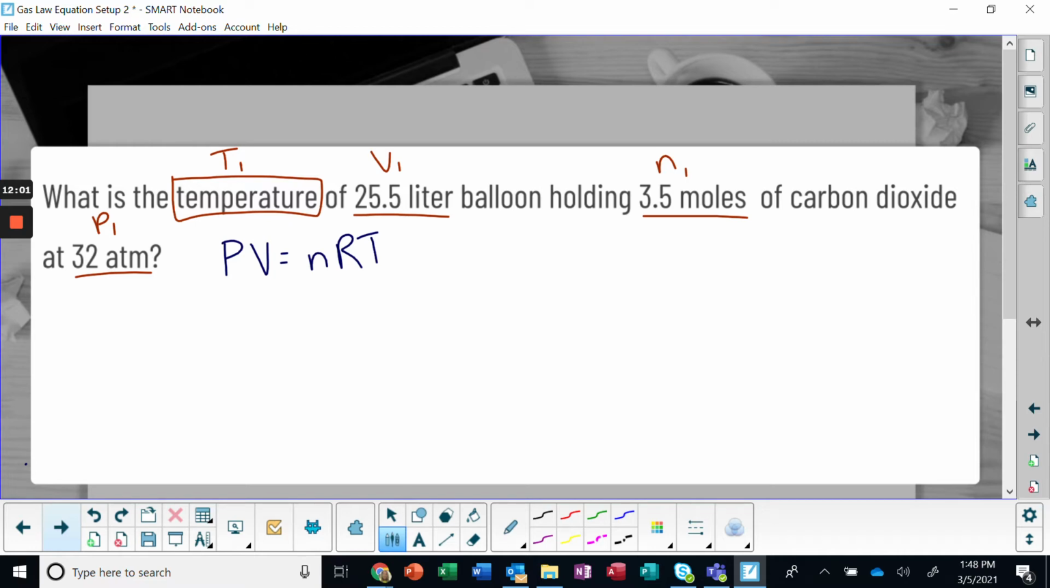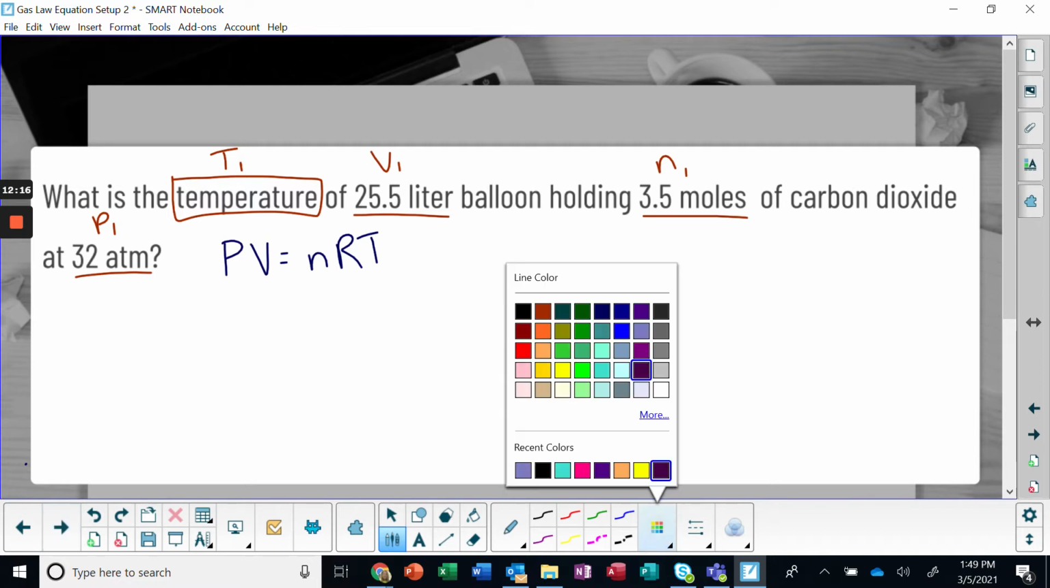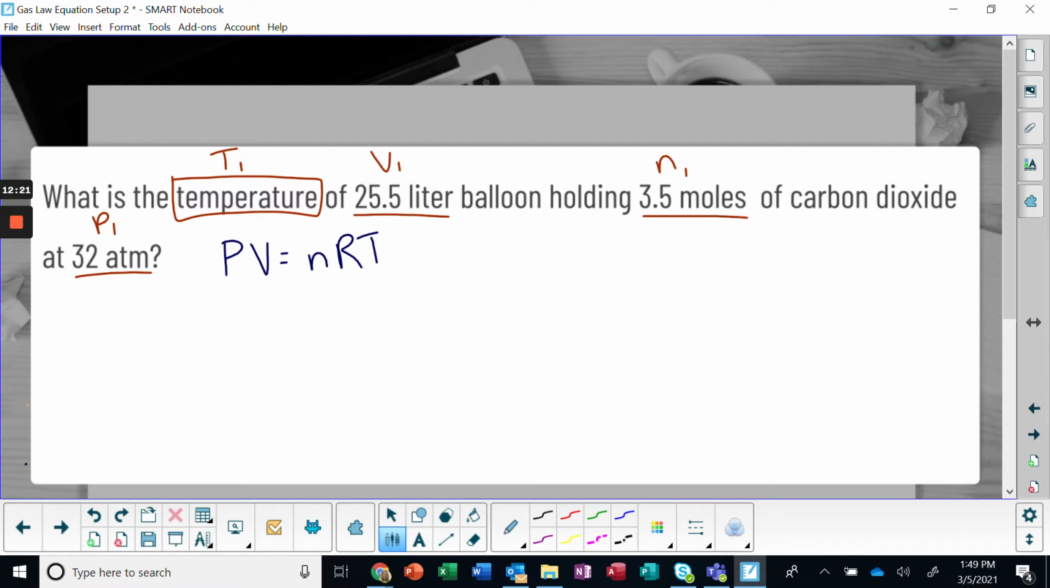Alright, so again, what's the temperature of 25.5 liter balloon holding 3.5 moles of carbon dioxide at 32 atm? So we decided this is going to be PV equals nRT. This is the ideal gas law. So let's go ahead and let's plug in some numbers. In place of P, we have 32. I'll put it right underneath it, right? So P is 32.